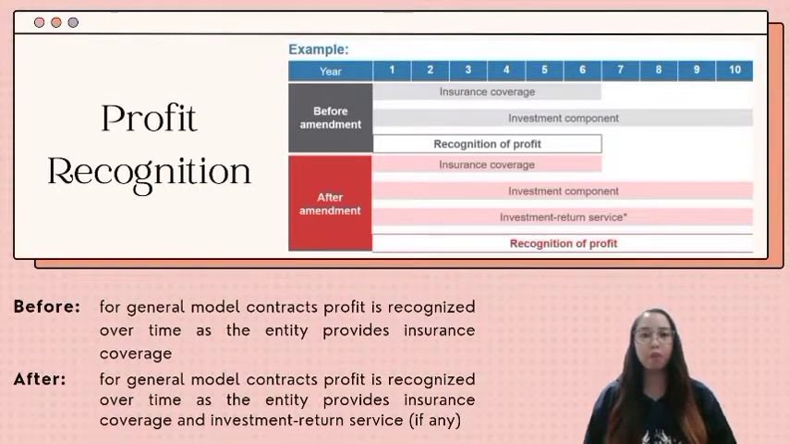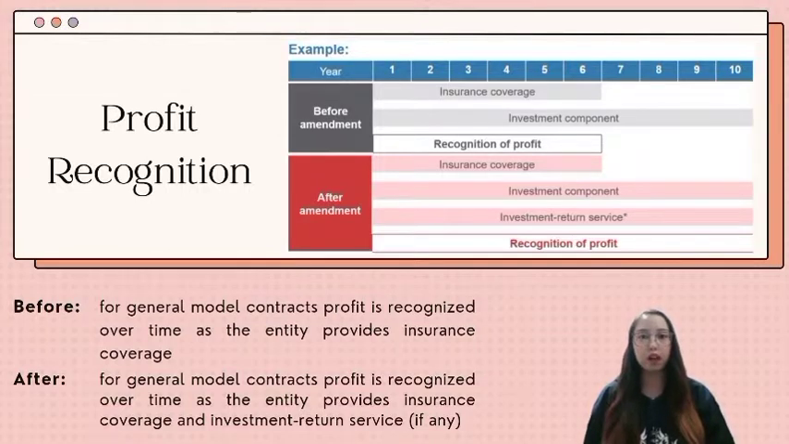Before the amendment daw po, yung mga requirement po na nakalagay sa IFRS 17 regarding dito ay para lang po sa mga insurance contracts na nagpo-provide lang ng insurance coverage. And yung amendment po na ito, kinover po niya yung situation kung saan yung insurance contract ay nagpo-provide ng both insurance coverage and an investment return service. Naapektuhan po ng amendment yung profit recognition pattern ng contract kung saan yung general model ay na-apply.